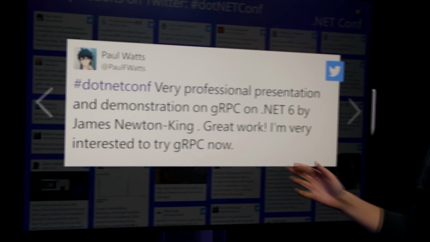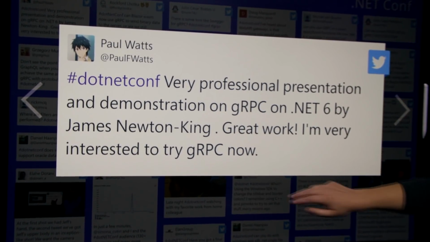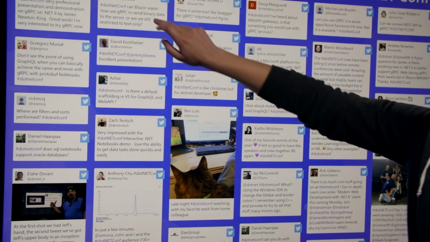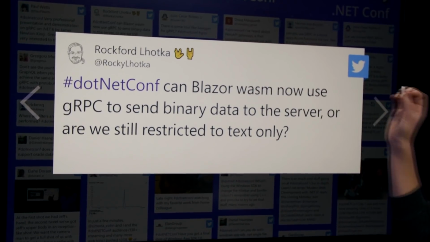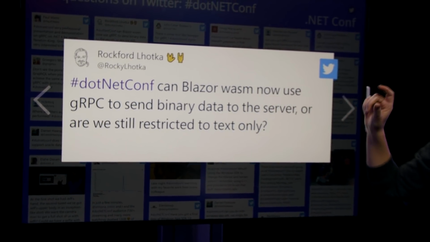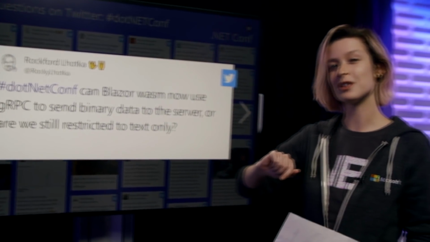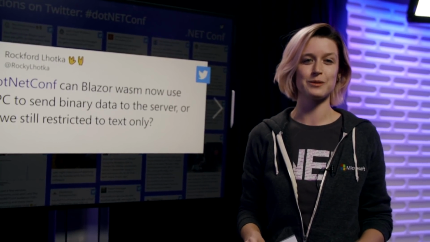So just some praise, great work, super interesting demo of gRPC on .NET 6. And we have a question. Can Blazor WASM now use gRPC to send binary data to the server, or are we still restricted to text only?